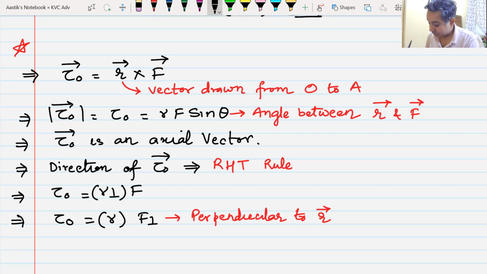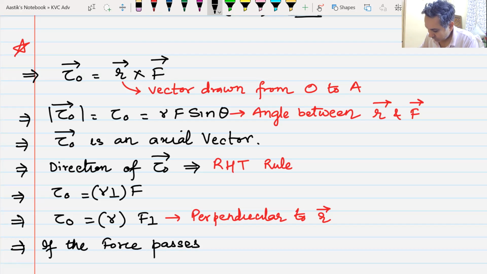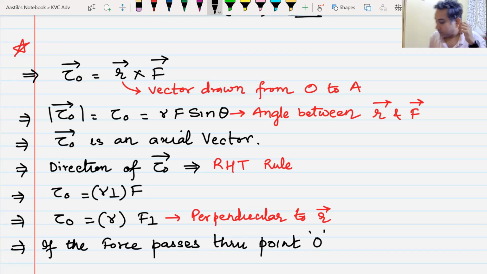Okay. If the force passes through the point O, if you're finding out the torque of a force about a point and the force is passing through this point, how much will be the torque? If the force passes through the point O, then how much will be the torque?